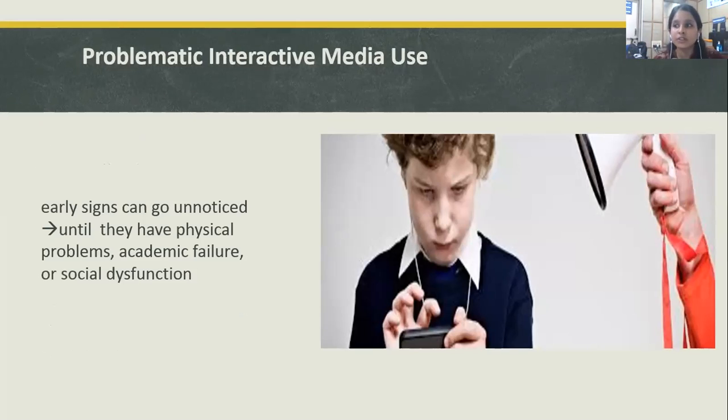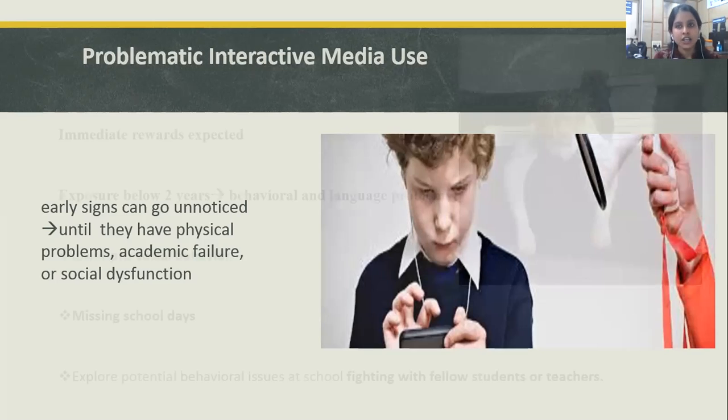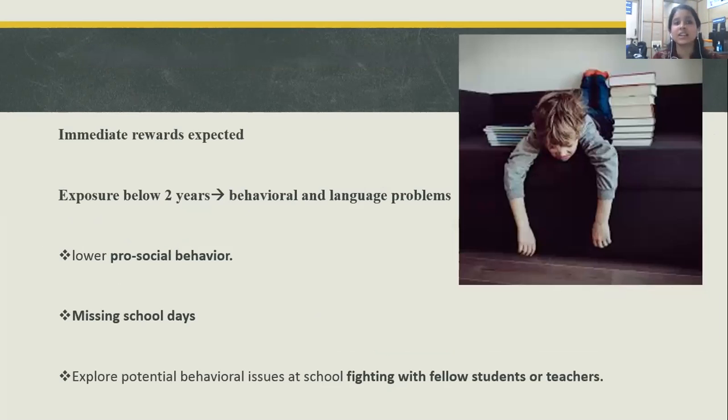So when you remove the phone, the child might come with a lot of aggression, and this can go unnoticed at a very young age, though it is going to be there below 2 years of age itself. When they start coming up with physical problems and academic failures, that is when you understand the child might have this kind of a problem. These children always seek a lot of immediate rewarding. As soon as the child does something, the child requires a lot of rewards.